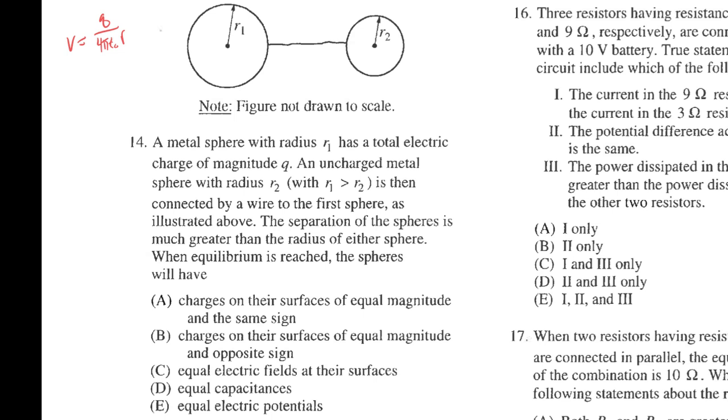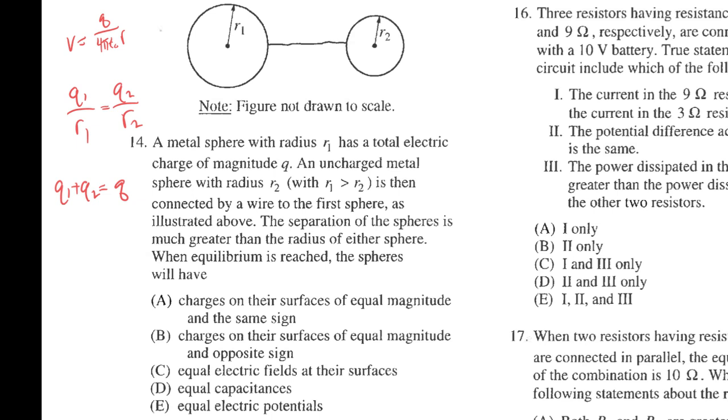So I'm going to write this as we have a total of Q, but after a while we'll have Q1 over R1 equal to Q2 over R2. Right, that has to be what happens when the voltages are equal. But Q1 plus Q2 equals the total charge Q. This is how I would work this problem out. I'm not sure what we're supposed to find out for our answer.